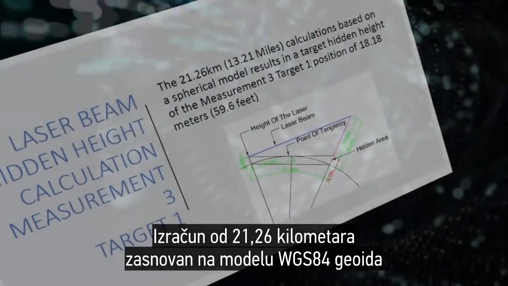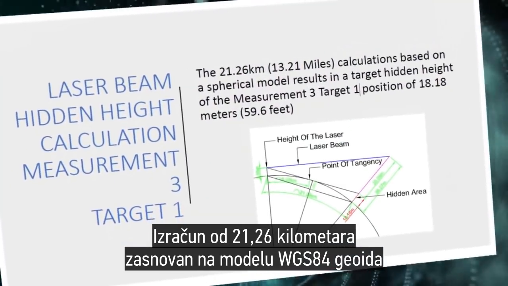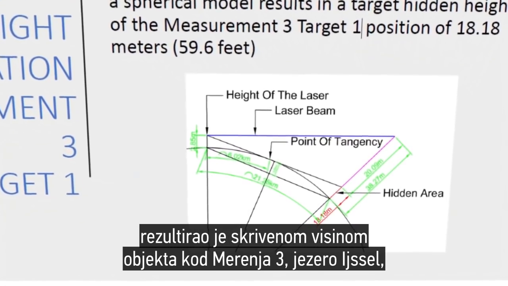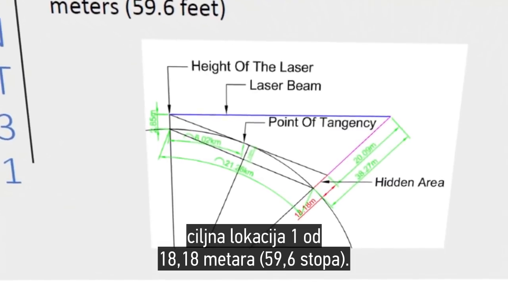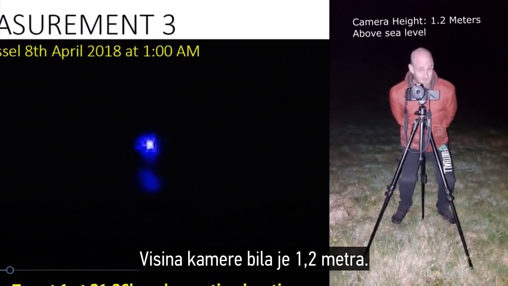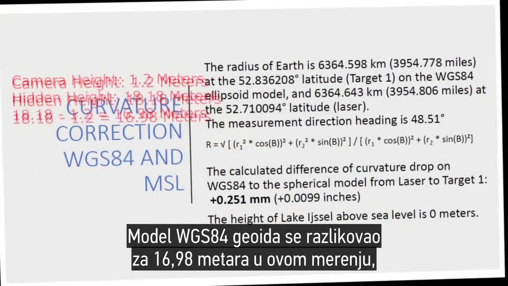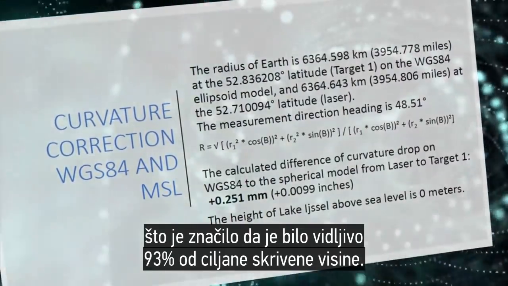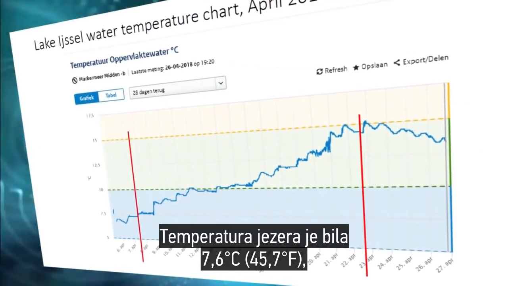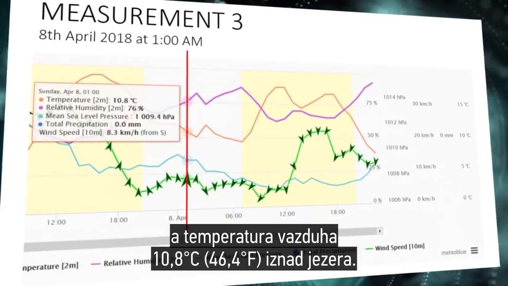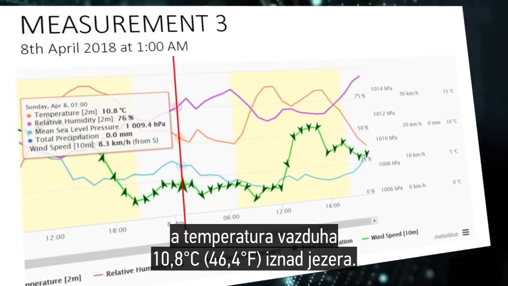The 21.26 kilometer calculations based upon the WGS-84 geoid model resulted in a target hidden height for measurement 3, Ijssel Lake, target 1 location of 18.18 meters or 59.6 feet. The camera height was 1.2 meters. The WGS-84 geoid model differed by 16.98 meters in this measurement, which meant 93% of the target hidden height was visible. The lake temperature was 7.6 degrees Celsius or 45.7 degrees Fahrenheit, and the air temperature was 10.8 degrees Celsius or 46.4 degrees Fahrenheit above the lake.